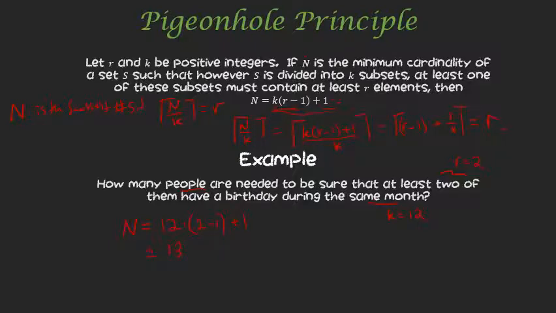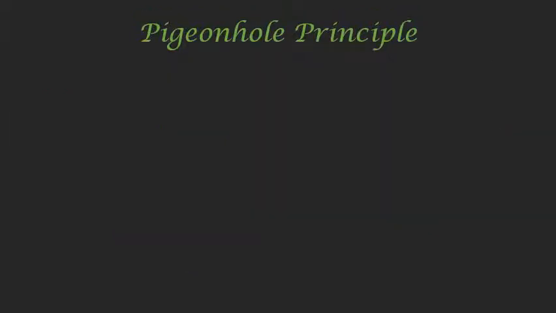So 13 is the smallest number. If I have 13 people at the party, I'm guaranteed this condition. If I have 12 people at the party, I am not guaranteed. This is indeed the smallest number. Cool. So let's ask yet another variation on this type of question.